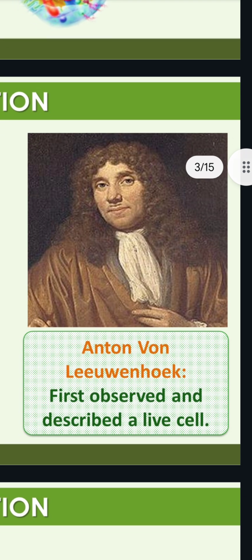Next, come to the next scientist. The next scientist's name is Antony van Leeuwenhoek. What he did, he first discovered a living cell. He was the first person to observe a living cell. So the first person, Robert Hooke, observed non-living cells and also coined the term cell. But the next person, Antony van Leeuwenhoek, discovered the first living cell.